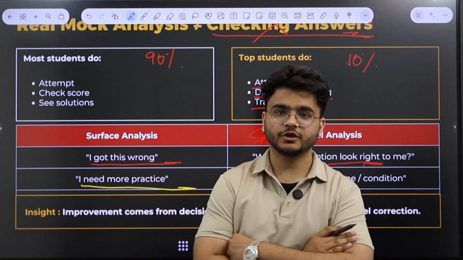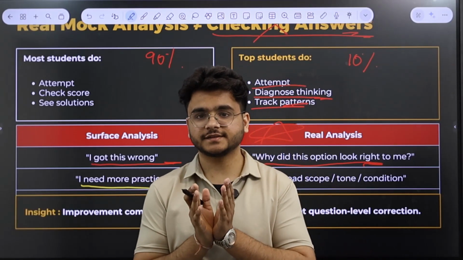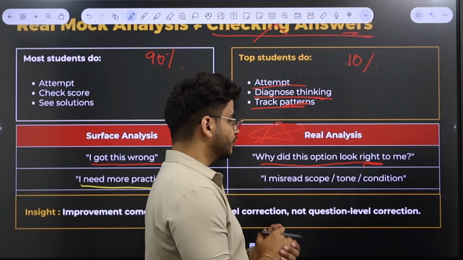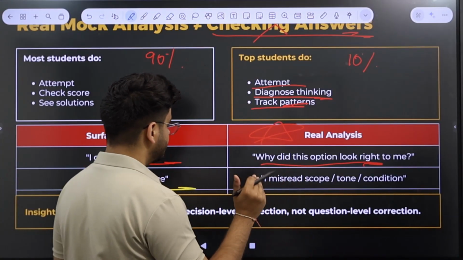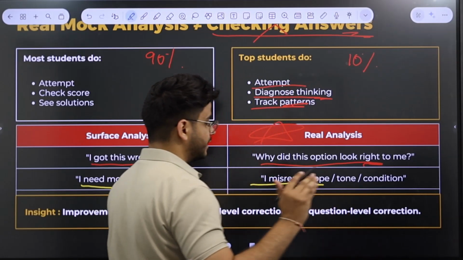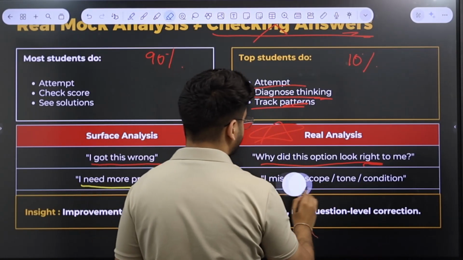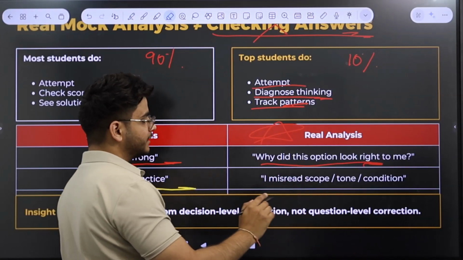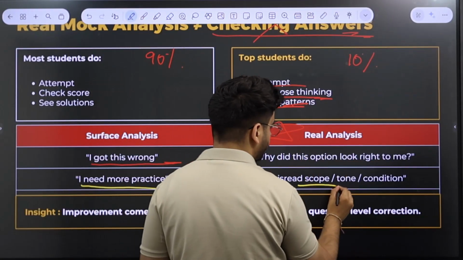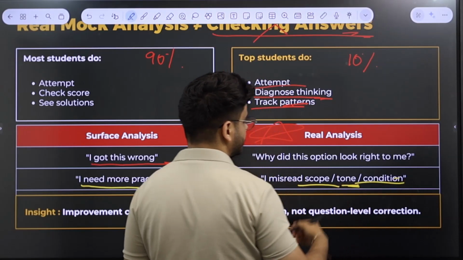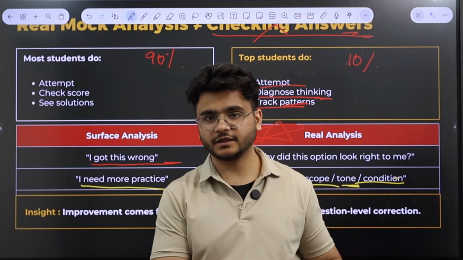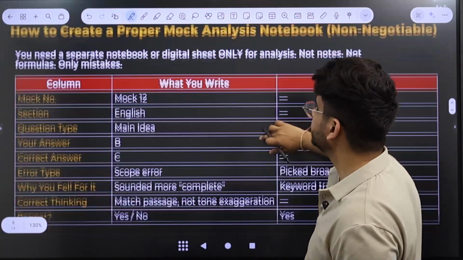You just conclude in your mind that you need more practice, and then you start doing the same sort of questions. But what you don't do is analyze it in a more narrow way, like "I misread." You don't analyze that question in a more narrow way. Was it you misreading the scope, tone, or condition? So this is an example of a surface analysis versus a real analysis, what it looks like.